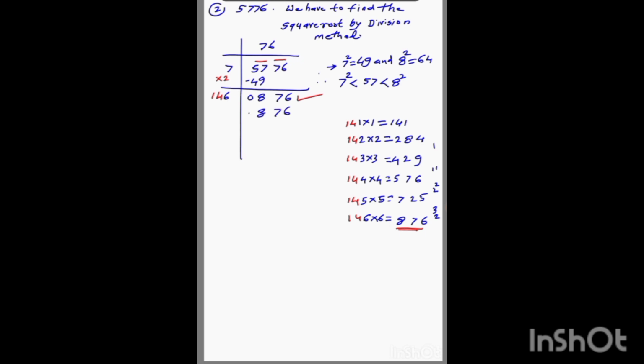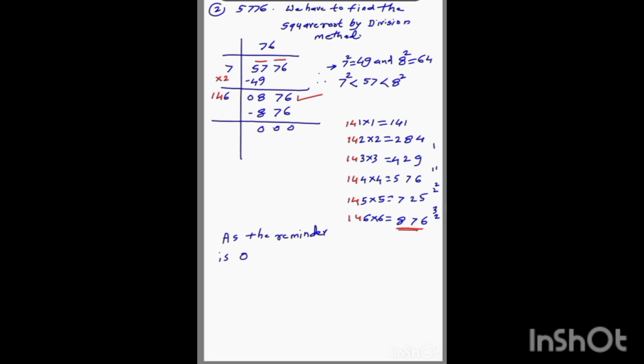Now subtract it. So you get 0 0 0. The moment you get 0 0 0, your problem is solved. Now you can give this statement: I am getting remainder 0. What remains is only 0. Then the given original number 5776 is a perfect square.